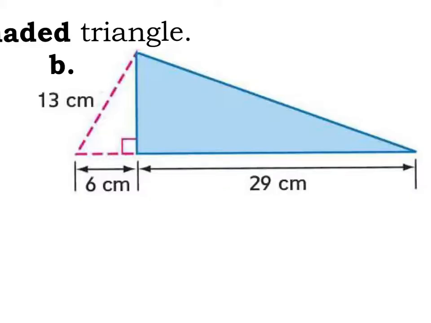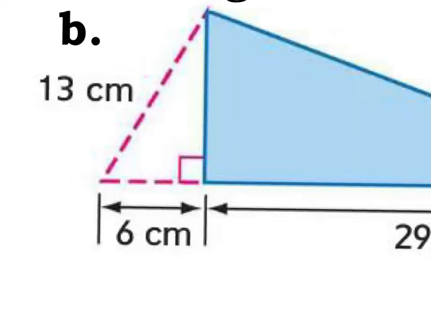So on my final example here, I'm actually going to have to do the Pythagorean Theorem twice, and that's because I only know one side of my shaded triangle. That's 29. I do not know the height of this triangle, and I do not know the hypotenuse of the triangle. So I'll start by looking at this little triangle with the dashed pinkish red lines, and I have two of the sides, 13 and 6, and I don't know the third side, x, and so 13 is the hypotenuse because it's opposite of that right angle.